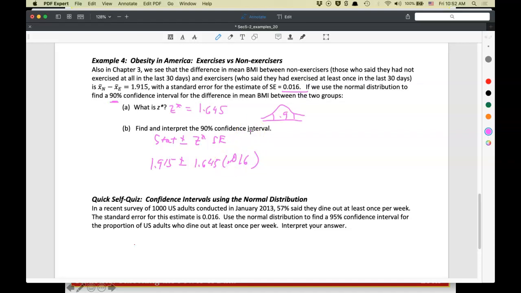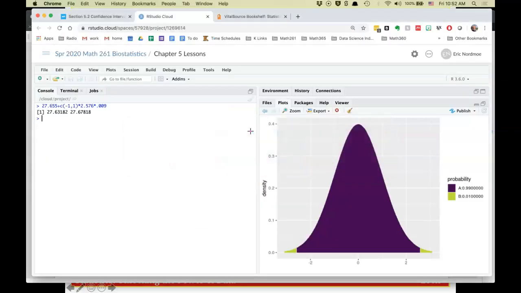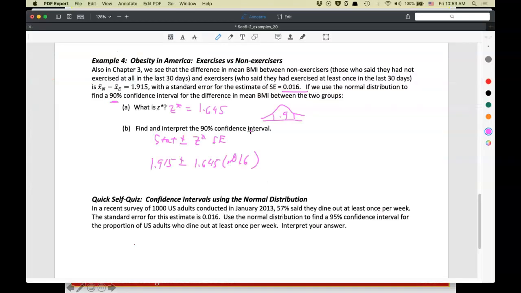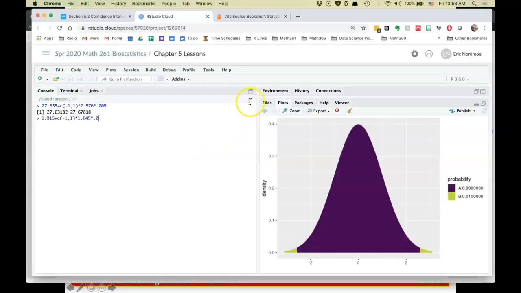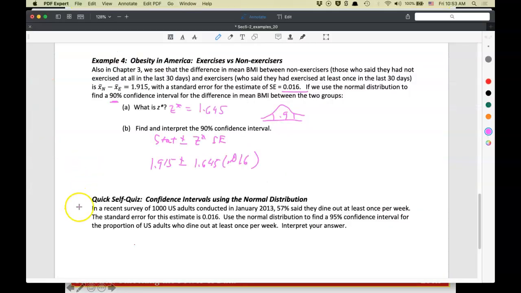Otherwise, we would have had to get it using the bootstrap. So we'll try that trick one more time. 1.915 plus or minus, and then we're doing the 90%, 1.645, and the standard error becomes 0.016. And we get this interval, 1.889 to 1.941.